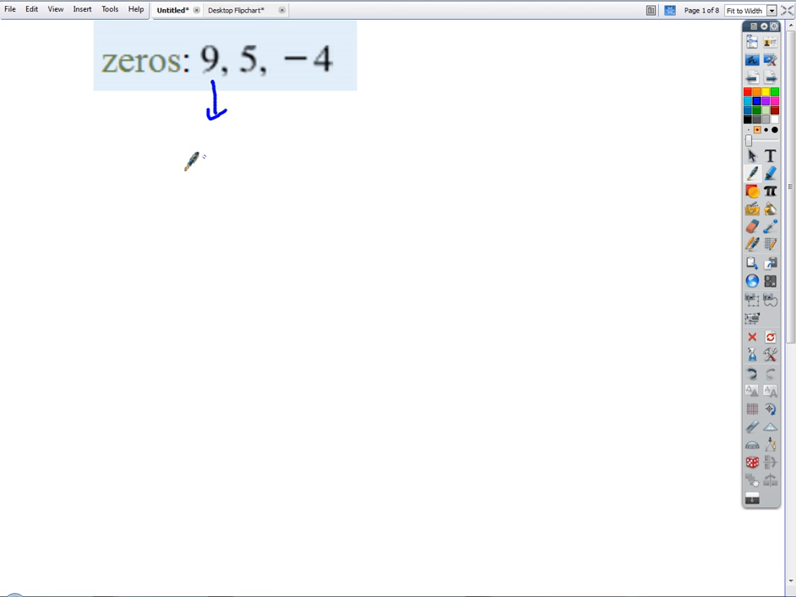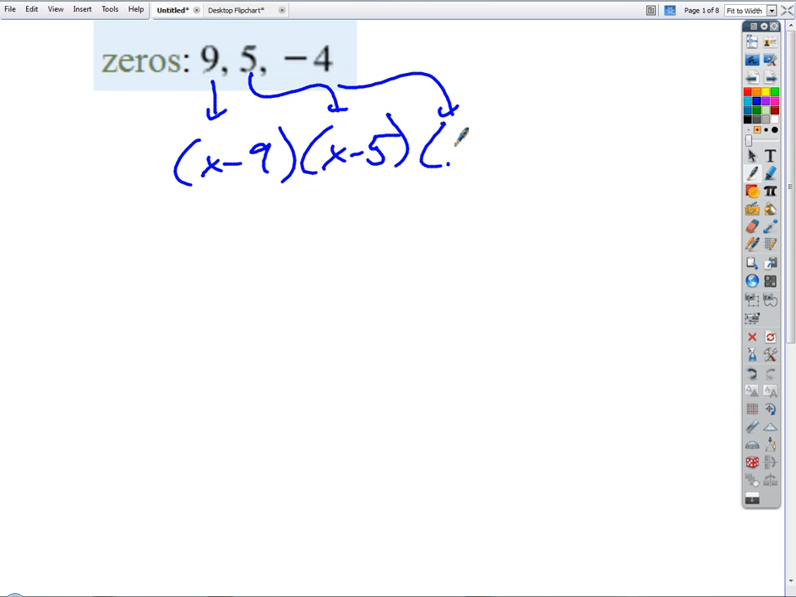So this one's going to be x minus 9. That one's going to be x minus 5. And that one is x minus negative 4, so x plus 4. And f of x is just going to be the product of those three. FOIL out 2 of them, simplify, distribute the third, and that's it. What about if it was like 4i? Okay, so let's do one with an i.